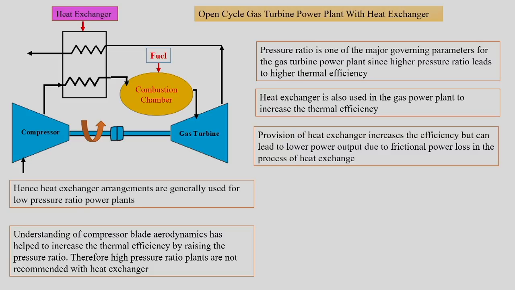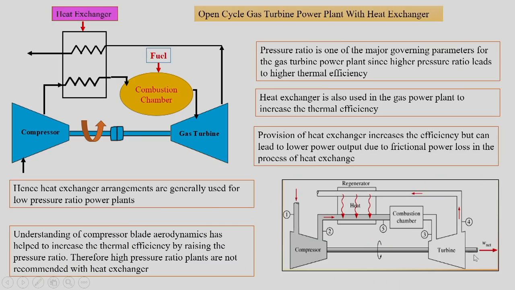So we have compressor blades which can increase the pressure ratio to our desirable value, and this higher pressure rise would automatically lead to higher efficiency. So this is one more schematic where we have the exhaust of the turbine hitting the inlet to the combustion chamber.